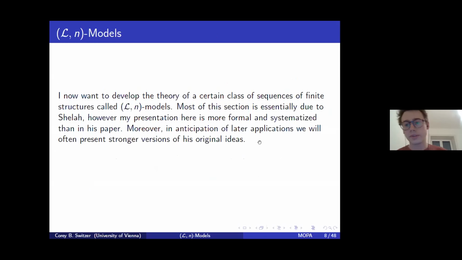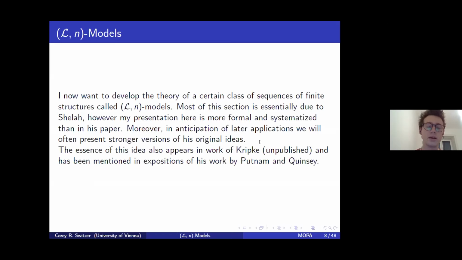Okay, so let's talk about what these LN models are. Like I said before, most of this section is essentially due to Sherlock, but he just took the pieces that he needed as he was making these arguments, and I tried to mine out of it a kind of general theory. So the presentation is a little bit more formal than what you find in his paper, and it's more systematized, and I've strengthened a bunch of the lemmas for this reason. Also, let me give some more credit: this idea was discovered independently by Kripke, though it remains unpublished, I think, to the best of my knowledge. And Kripke's idea has appeared in expositions of his work by Putnam and Quine.